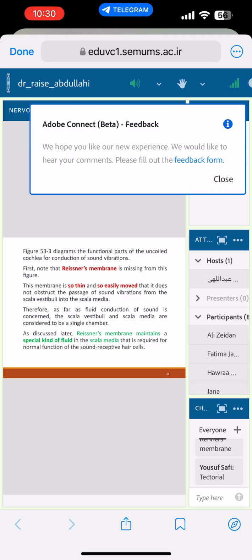Reissner's membrane maintains a special kind of fluid in the scala media that is required for normal function of the sound receptive hair cells, that you know that this fluid is endolymph. Endolymph fills the scala media.